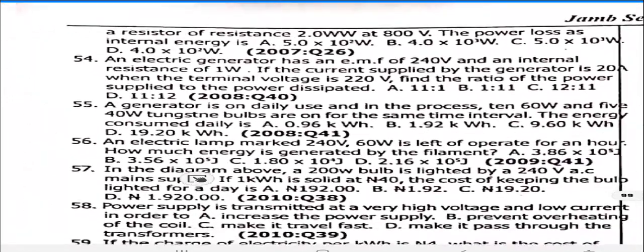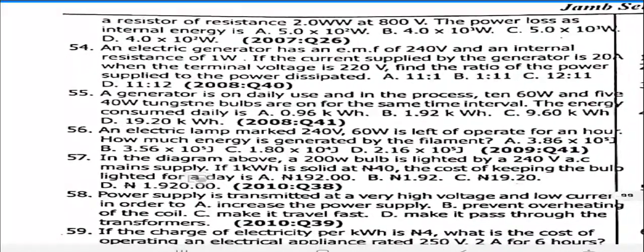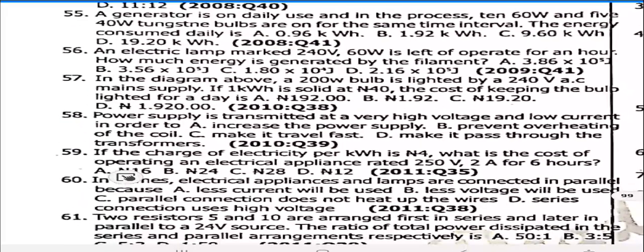53. Let's do a calculation. 54, 55, 56, 57. 59. Okay. Power supply is transmitted at a high voltage and low current in order to prevent overheating. You see it again, they repeat it. 58. Increase power supply, prevent overheating. You do that to prevent overheating.